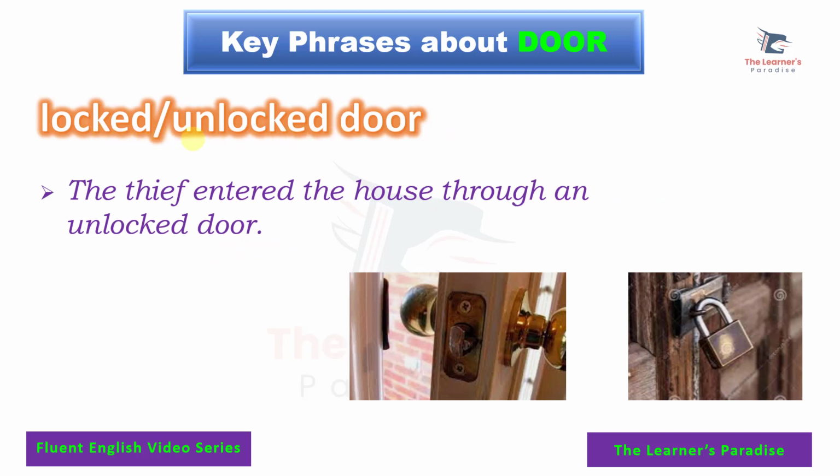Locked door or unlocked door. Locked door is when you cannot open it without key. You cannot go in. This is locked door. Somebody has put a lock on it. And an unlocked door, it is open. You can go inside. Example sentence: the thief entered the house through an unlocked door.